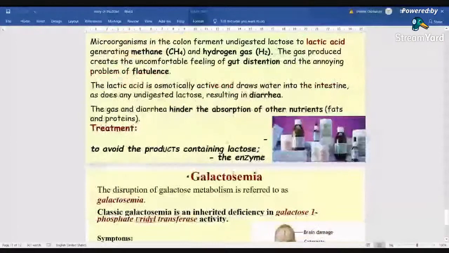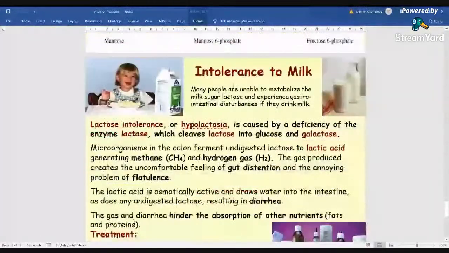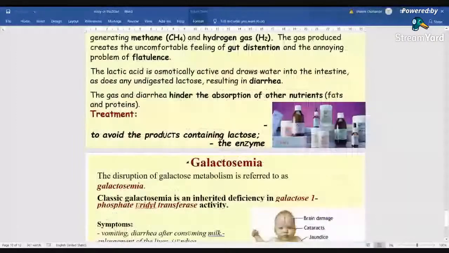This is for the intolerance to milk, that is for lactose. Now this is for galactosemia. Disturbance of galactose metabolism is referred to as galactosemia. Classic galactosemia is an inherited deficiency in galactose 1-phosphate uridyl transferase activity. If this enzyme is absent, then that person will be suffering from galactosemia.